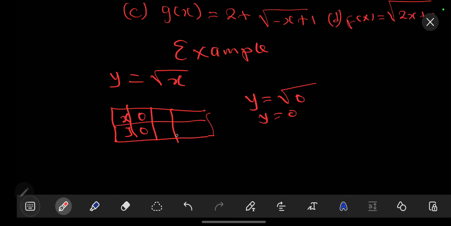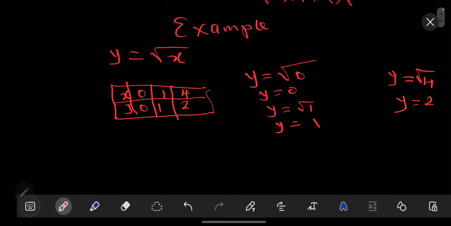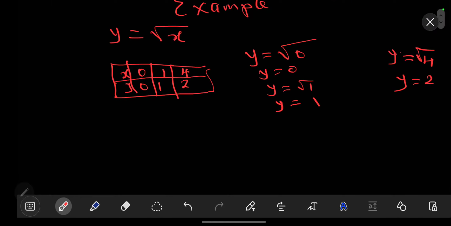When we put x equal to 1, we are going to have y equal to the square root of 1, which gives us y equal to 1. When we put x equal to 4, we are going to have y equal to the square root of 4, which is y equal to 2. So now we can conclude that as long as we increase the x value, we are always going to increase the y value as well.